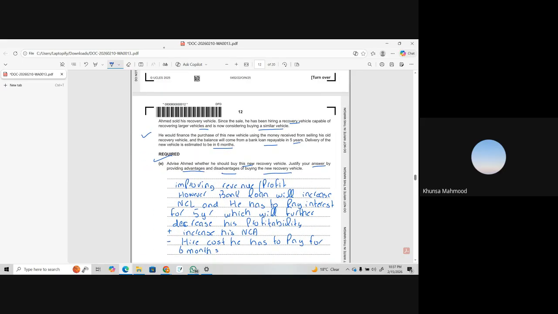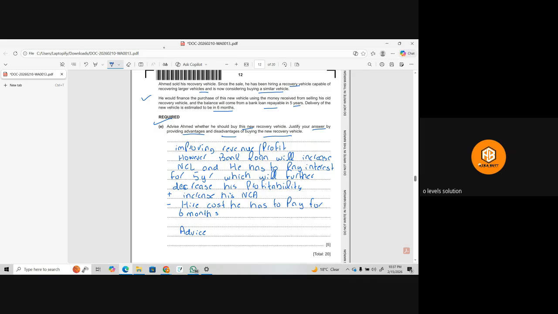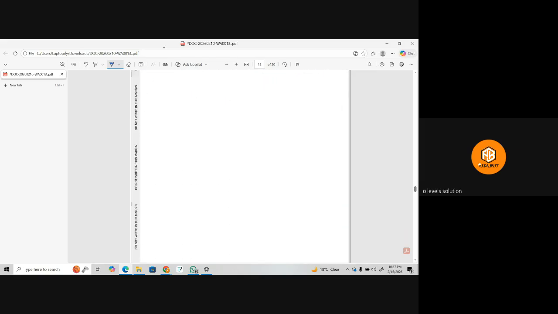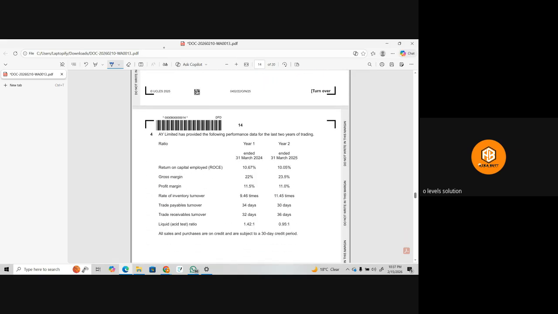Okay. And this is again like a theoretical question. Then we have question number four. They are saying that AY Limited has provided the following performance data for the last 2 years of trading ratio.